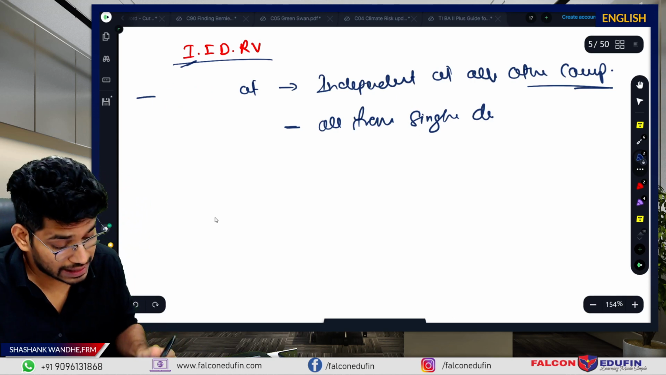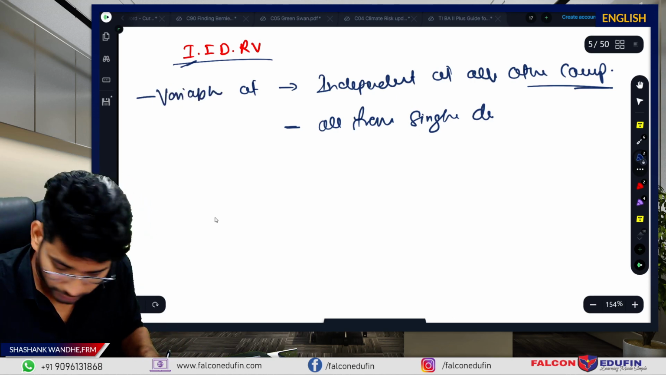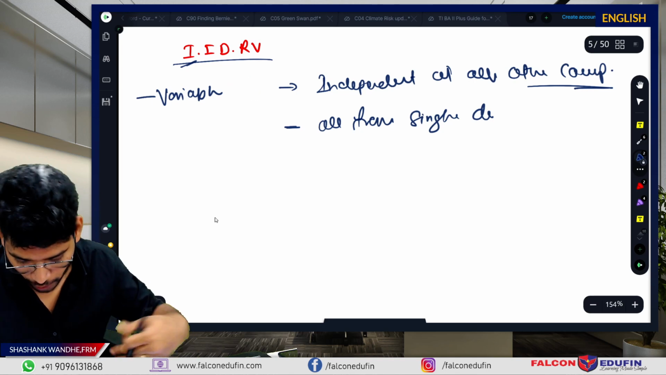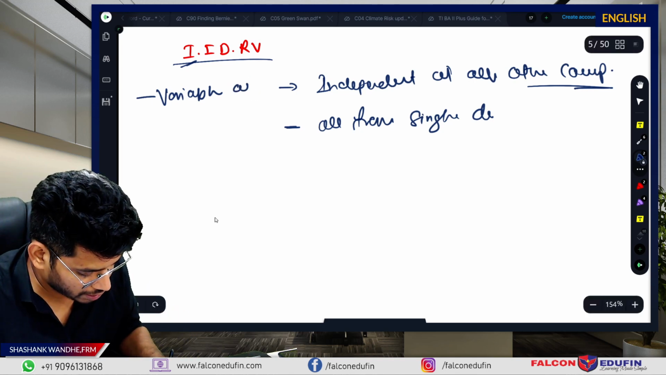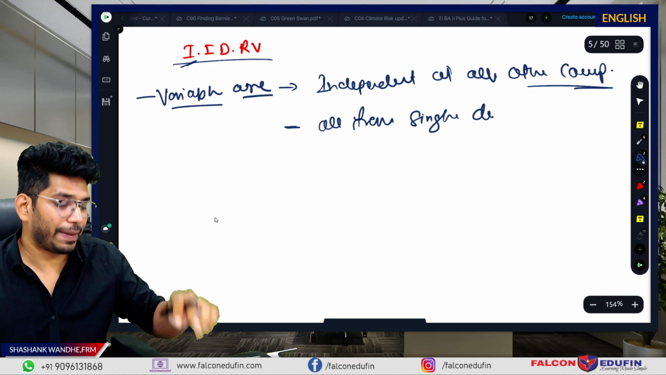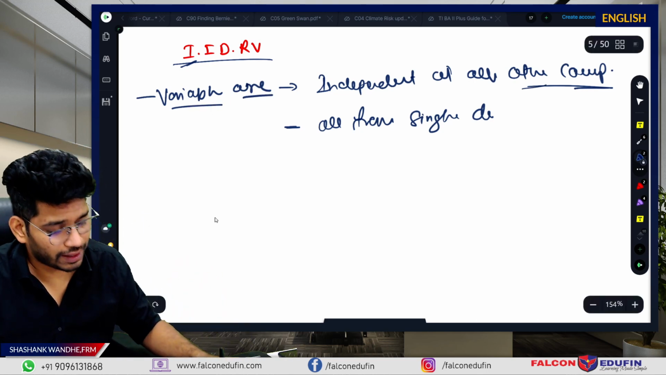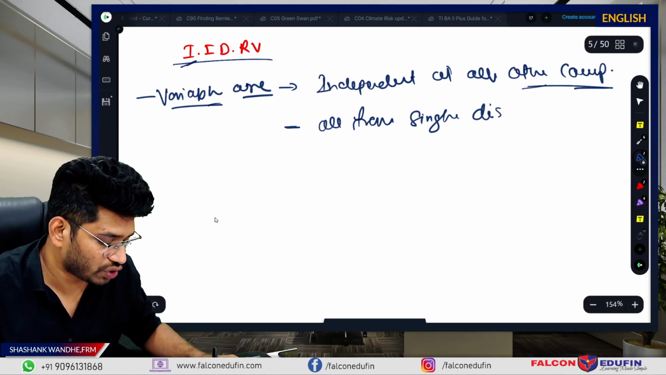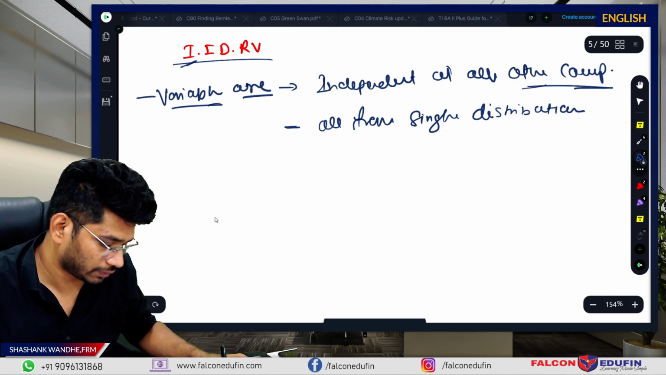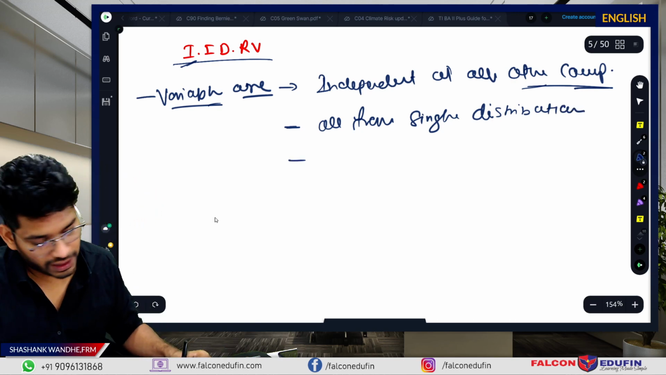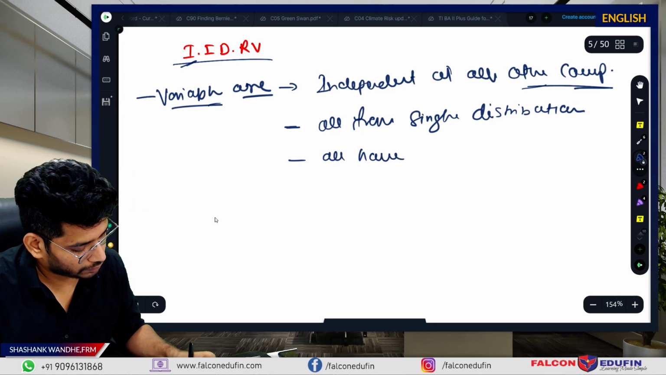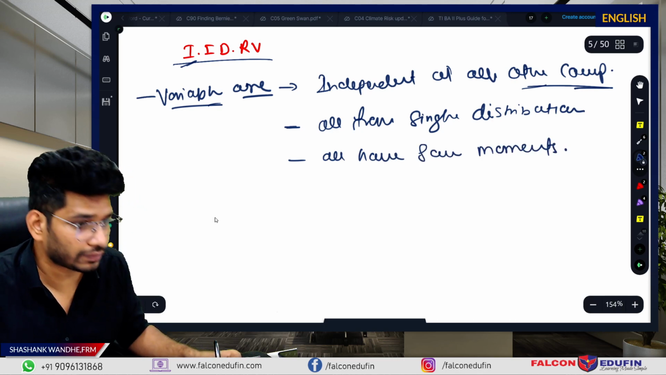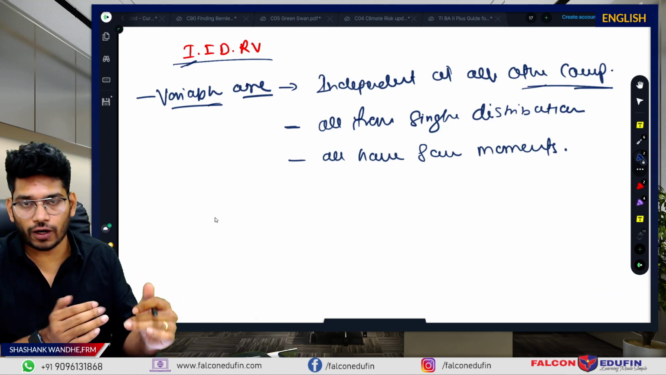I said variance, not variable. Okay, the variables are independent of all the other components. Variables are all from the single distribution. Then the third point is all have the same moments: mean, mode, median. Okay, so this is the first section for the variable.